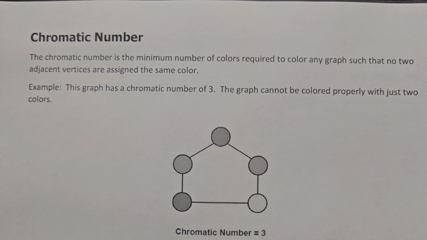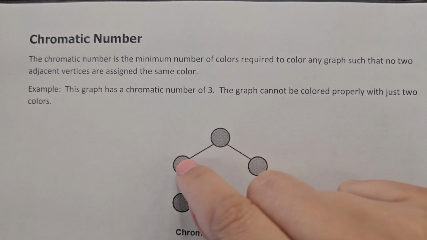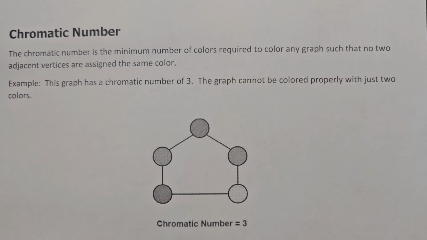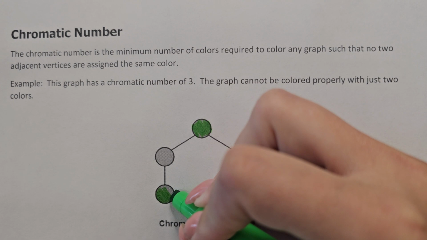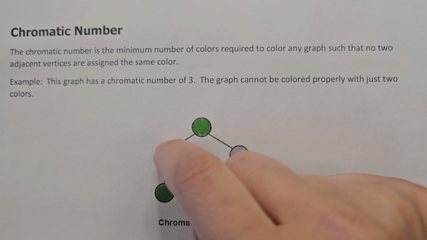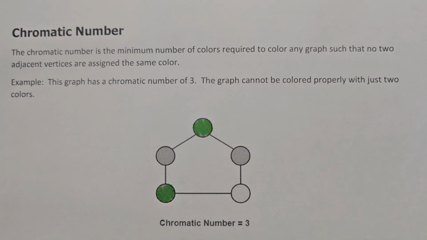So the chromatic number is the minimum number of colors that will be required to color in any graph, such that no two adjacent or connected vertices have the same color. So for example, and you can't really tell super well on black and white, this color is the same as this color. So they're not connected. It's okay that it goes here and then goes to there. They just can't have a direct connection from that vertex to the next.